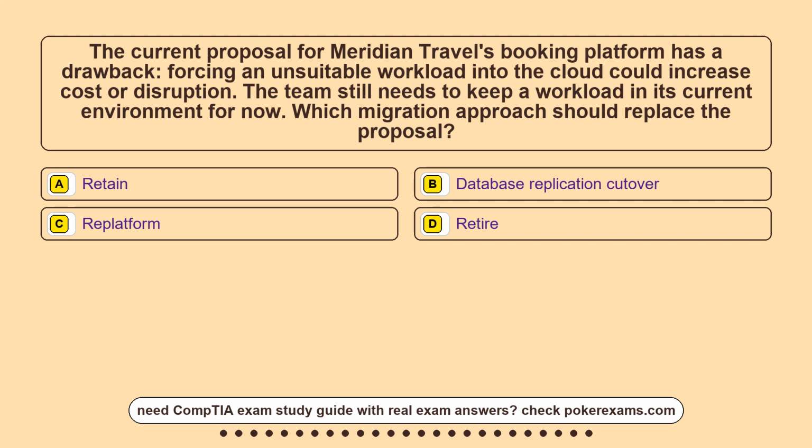Question 9. The current proposal for Meridian Travel's booking platform has a drawback. Forcing an unsuitable workload into the cloud could increase cost or disruption. The team still needs to keep a workload in its current environment for now. Which migration approach should replace the proposal?